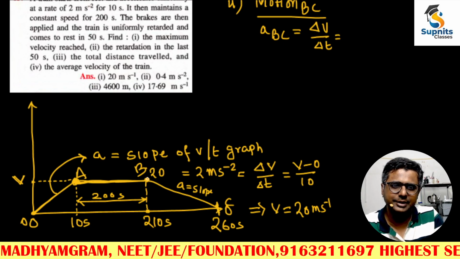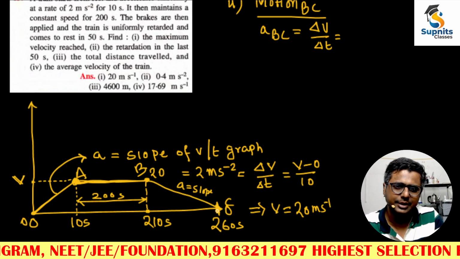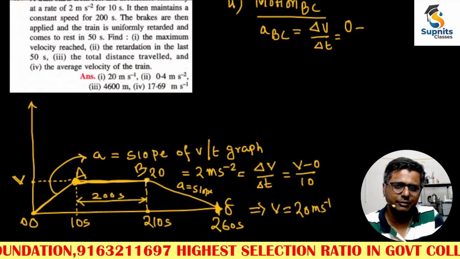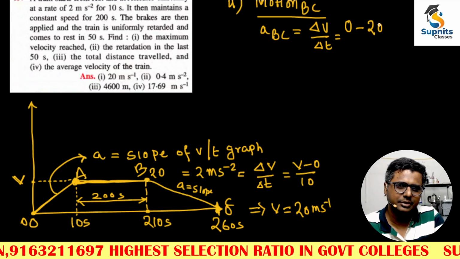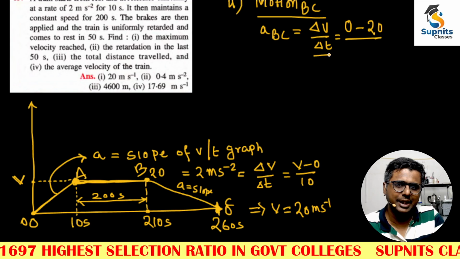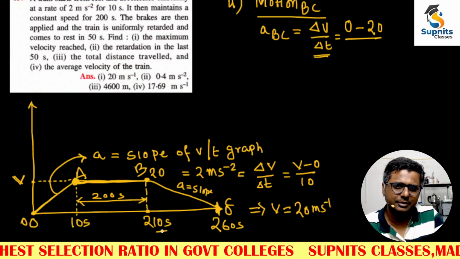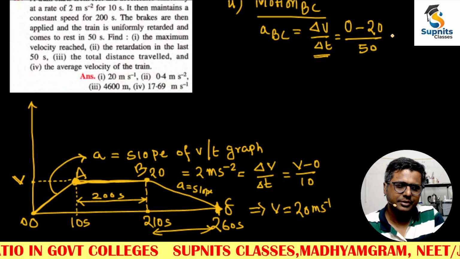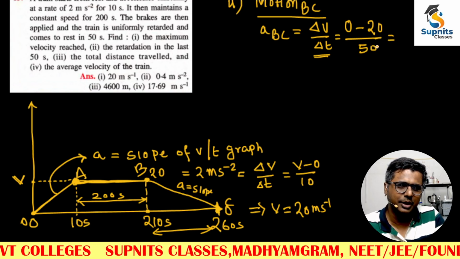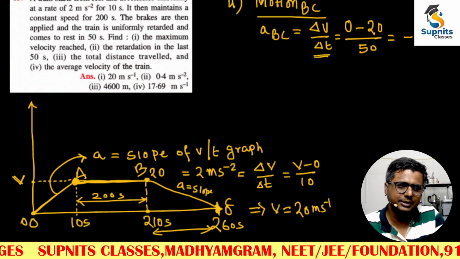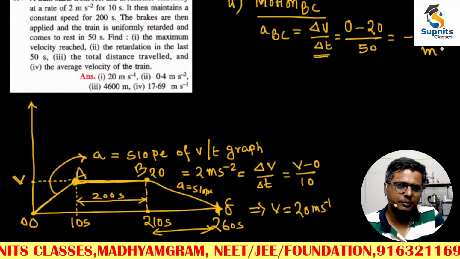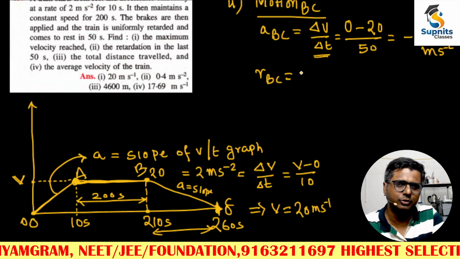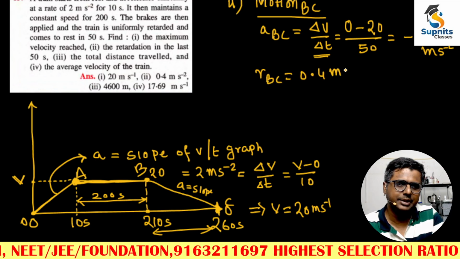What is del V in this part? The final velocity at C is 0, so 0 minus initial velocity 20, divided by del T. Del T means the time change over here. What is it? 50 seconds. So this will come out to be 2 by 5 basically, so minus 0.4 meter per second square. So if anybody asks what will be the retardation in BC, retardation will be 0.4 meter per second square.